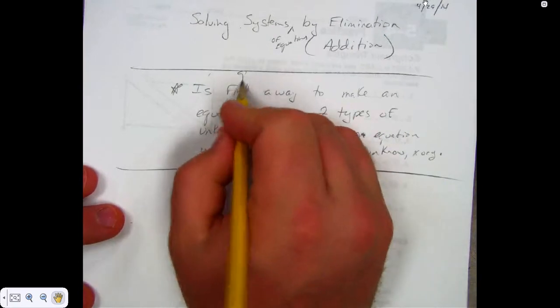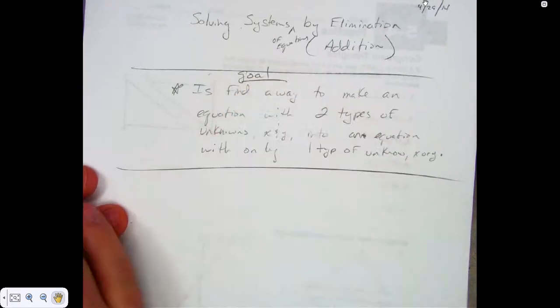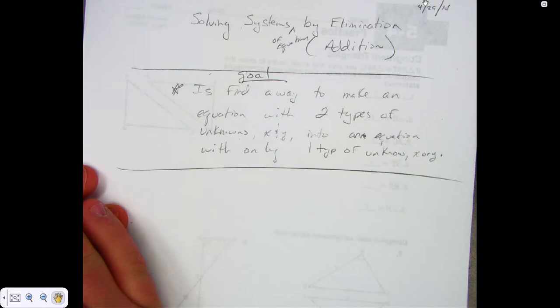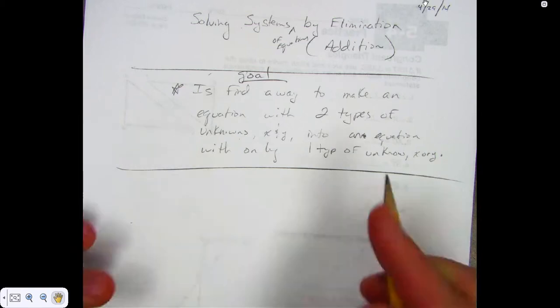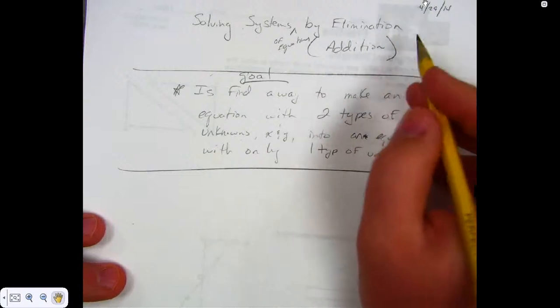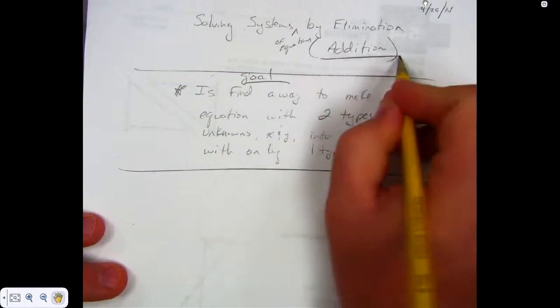When solving systems of equations, that's your goal. We learned how to do that by substituting, solving for one of the variables, right? And then plugging it into the other equation. And therefore you created an equation with either just x's or just y's. We did two sets of worksheets on that. Today we're going to do what's called the elimination method. I'm going to call it addition.